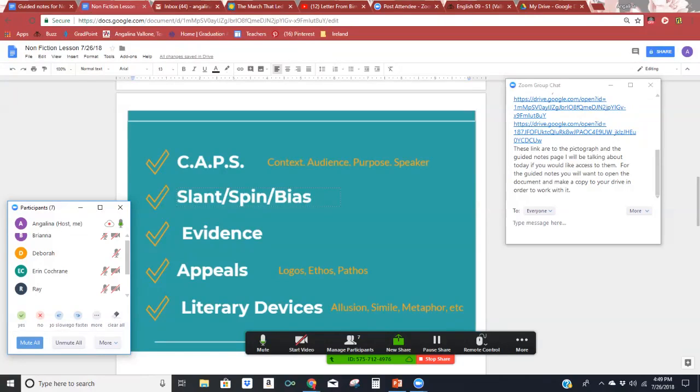Your logos, your ethos, your pathos. How are they trying to influence you as an audience member? I'm not going to go into those because I know we go into them a lot through 9th through 12th grade English. I think you see it in every single year or grade level. So it's very important, though, that you understand how the author is trying to impact or influence your thinking.